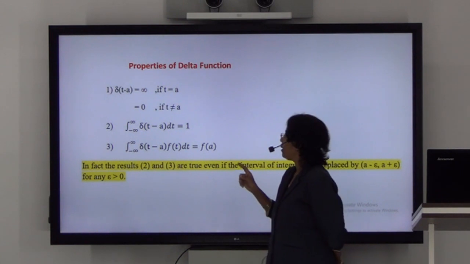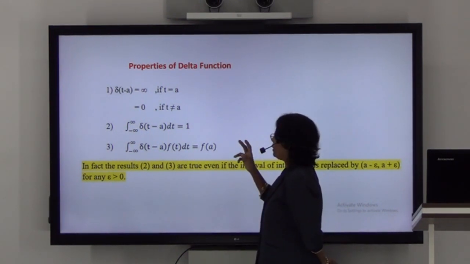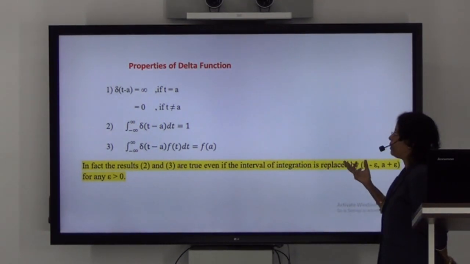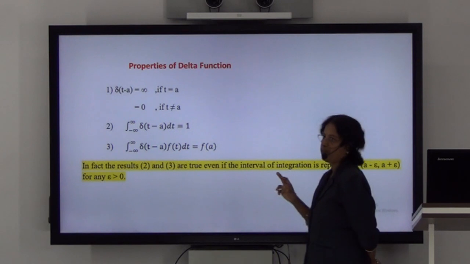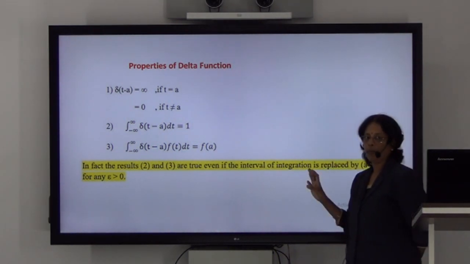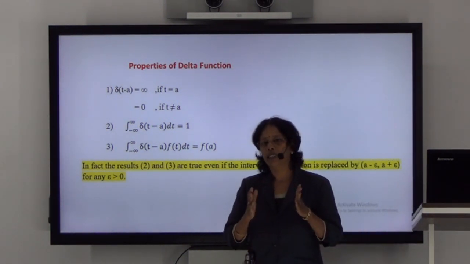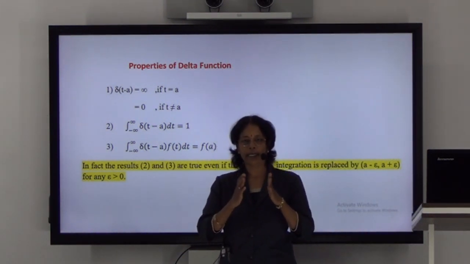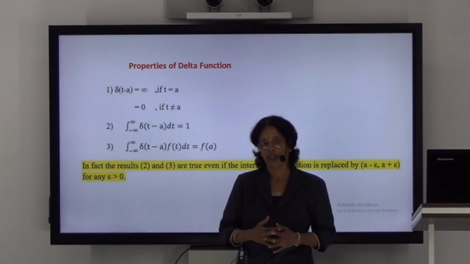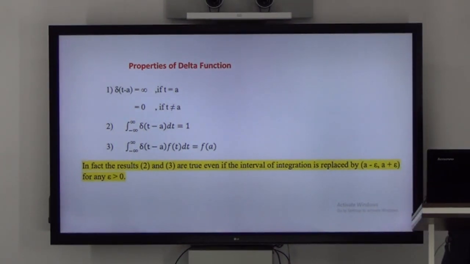Moreover, we can see that in the second and third properties, if there is a change in the integral limits, that is, if it is from a minus epsilon to a plus epsilon, this property remains the same. In fact, we know that h epsilon of t denotes the area of the rectangle, and that area is nothing but 1 unit. So it remains the same.